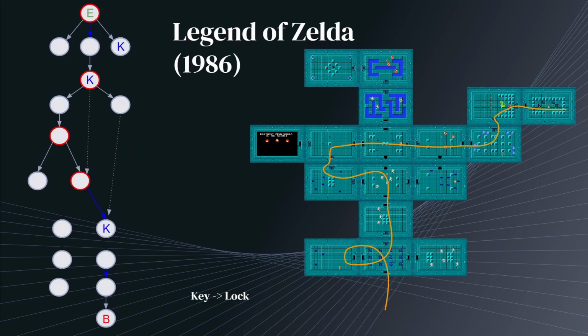For the first example, I decided to look at a classic. Here I've got one of the dungeon layouts from the original Legend of Zelda. If you look to the left, you can see a tree diagram which I've reformatted the dungeon into, in order to better understand its layout as a data structure.